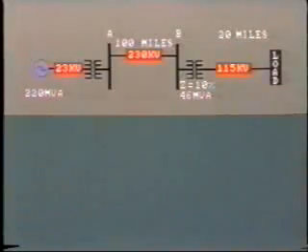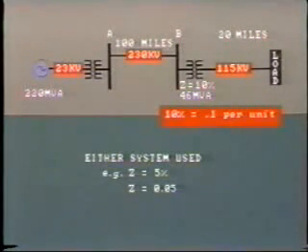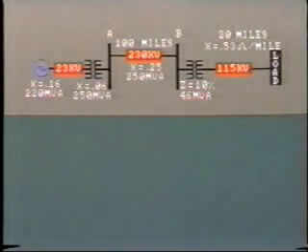Far better, then, to establish a base value and use the percent or per unit system for expressing the quantities VA, voltage, current, and impedance. Of course, percent or per unit are the same thing. 10% is the same as 0.1. Either system is used, so be alert for drawings showing impedance as, say, Z equals 5% or Z equals 0.05.